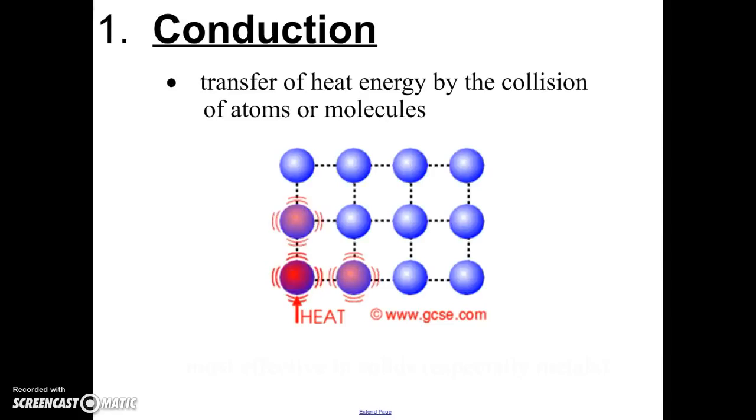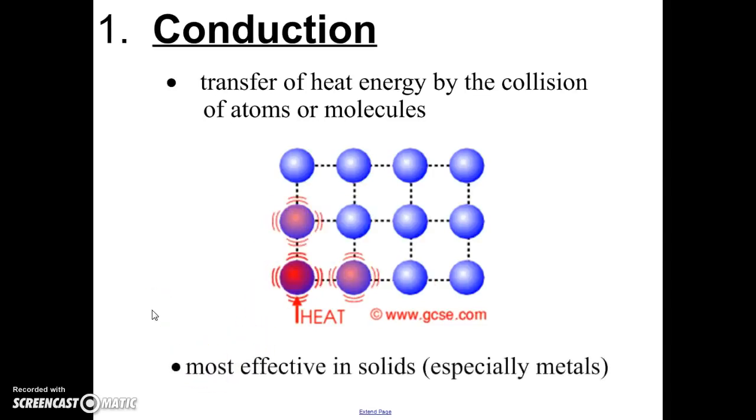The first one is called conduction. Conduction occurs when heat makes the atoms in a molecule start to vibrate. And those vibrations cause the molecules or the atoms to bump into the ones next to them, and they start to vibrate. And the energy transfers to the next one, and they start to vibrate, and so on and so forth. Conduction is most effective in solids, especially in metals.